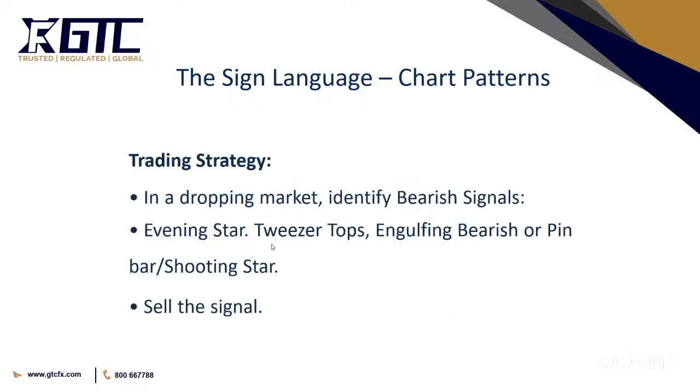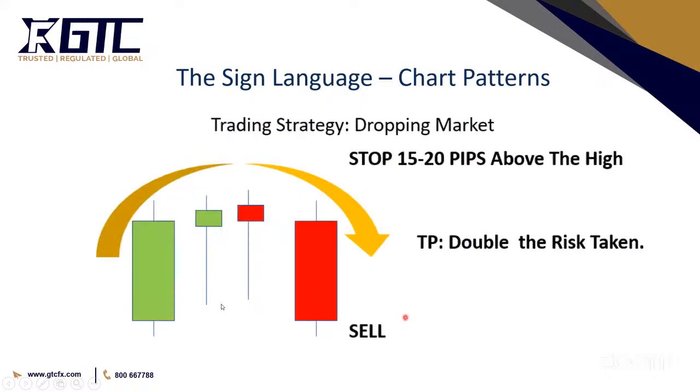So, simplification: in a dropping market, identify bearish signals, evening star, tweezer tops, and engulfing bearish, and then sell the signal. All right. Here's the strategy. Once you have the signal, you sell at the opening of the next candle. Place your stop 15-20 pips above the high and try to double the risk as profit.